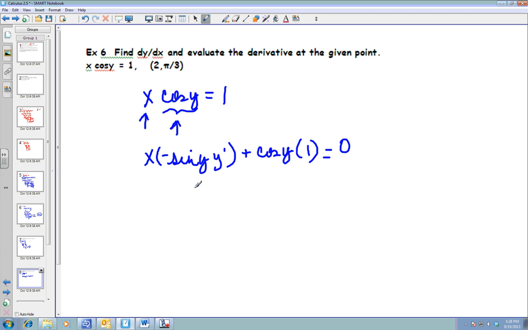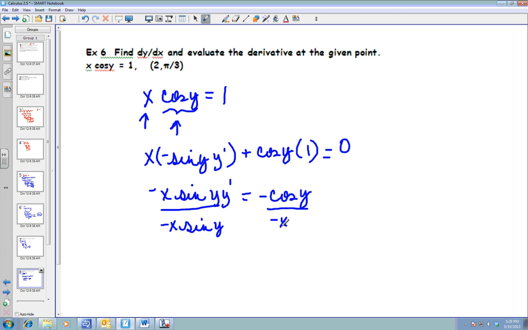So I'm going to kind of fix this. This is actually negative x. I'm going to bring that negative out in front. Y prime. This doesn't have a y prime with it, so I'm going to go ahead and move it over to the other side. So negative cosine y. I'm solving for y prime, so I'm going to divide by negative x sine y. So y prime equals, I have a negative over a negative, so that's going to be positive cosine y over x sine y.